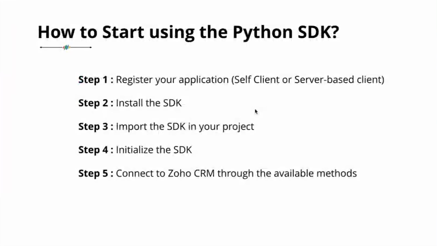Now, how to start using the Python SDK? Okay, so you are developing your application, you want to use our SDKs. So the ultimate aim of your application is to use data that is there in Zoho CRM. So in order to do that, you have to register your application as a client in Zoho CRM. And then once your application is registered, you have to install the SDK, import the SDK in your project, and then initialize it. And then you can start making API calls through the SDK using the available methods. So let's just see this in detail.